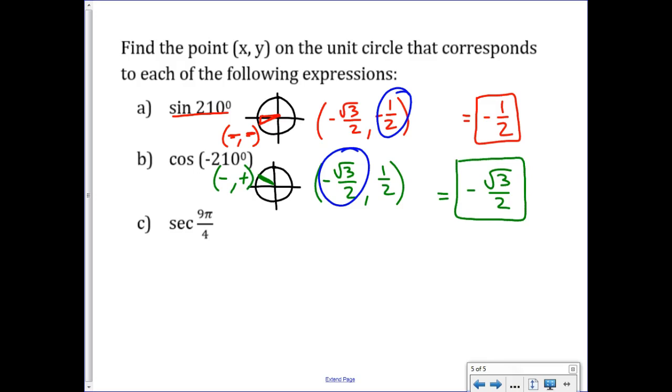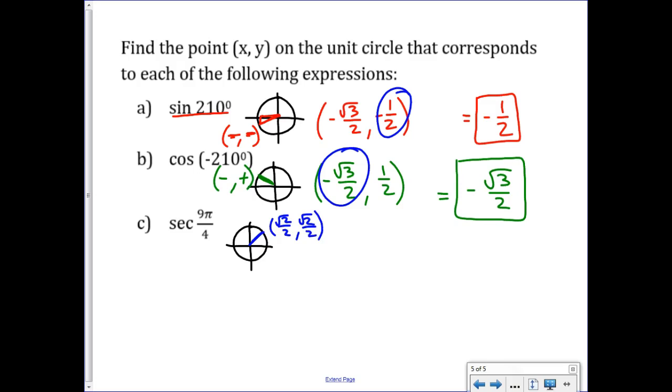All right, then the secant of 9 pi over 4. Well, we're in radians, so 9 pi over 4 is bigger than 8 pi over 4. 8 pi over 4 happens to be 2 pi. So I'm 1 pi over 4 more than 1 whole revolution. So I know I'm at this spot right here, which happens to be radical 2 over 2, radical 2 over 2. That's at 45 degrees, pi over 4.